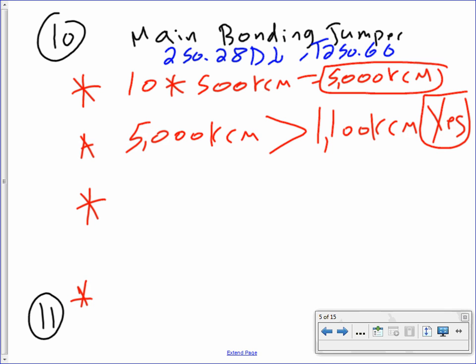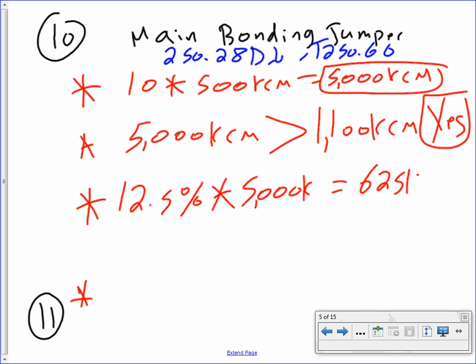If the answer is yes, so if you go to this, it tells you, are you more than 1100 KCM copper? If your answer is yes, that will trigger another requirement called the 12.5% requirement. 12.5% times the 5000 KCM will get you a healthy 625 KCM. There's one little problem. They don't make that size.